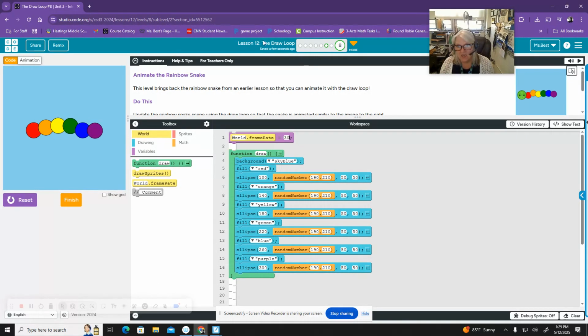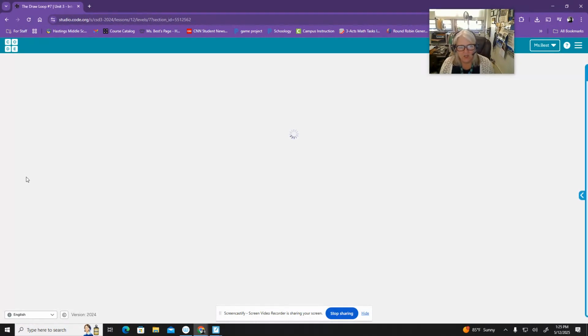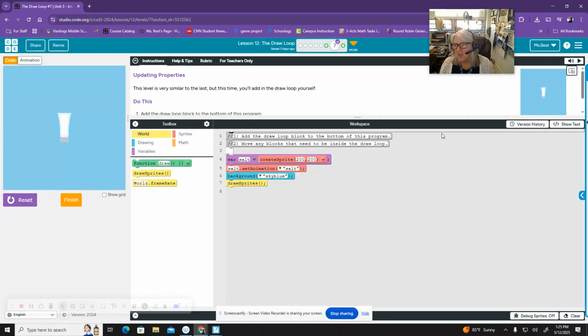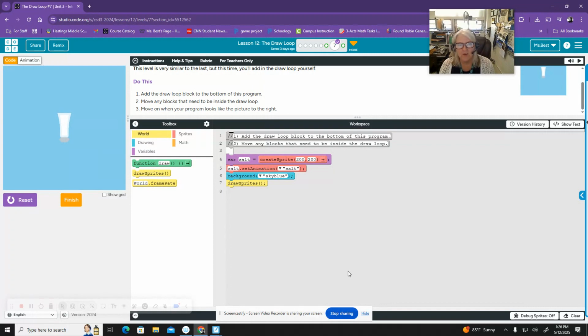So today, in lesson number 12, you have 7 levels to work through. The assessment level here is a cute, simple little salt shaker. And this salt shaker needs to start bouncing up and down vertically. You're supposed to make it look like that. They've given you the starting point with the actual sprite, and then you have to add the draw loop and figure out what you need to put in there to make it look like this. It's fun and exciting. I'm glad we're finally into animation, because now things come to life on the screen.